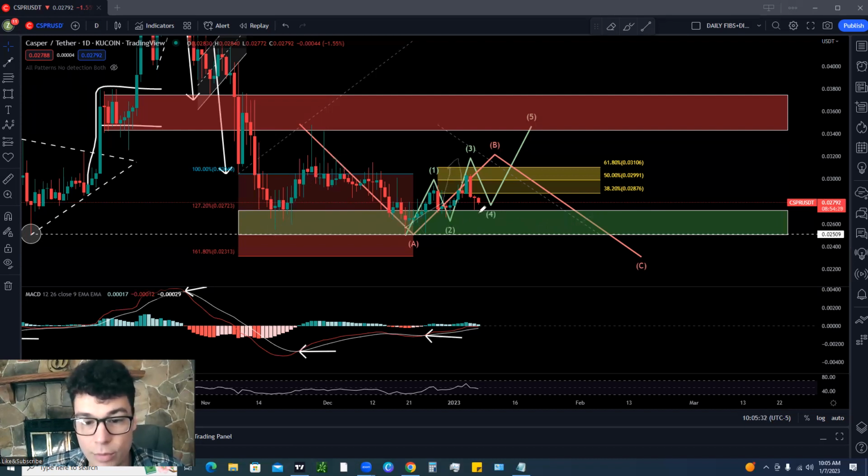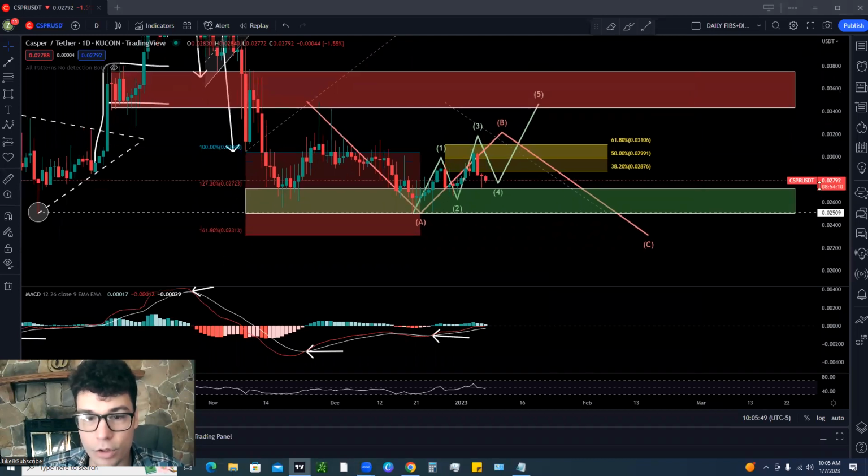So those are still the two main levels of support. If for some reason we do break the 0.02509 level, we have another support level down here at 0.02313. So that's your three major support levels. Now as far as resistance goes, it's going to be our retracement levels.